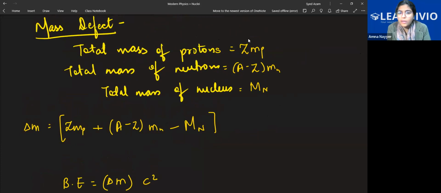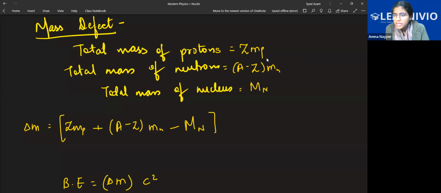So if you want to calculate the total mass of protons, you have to multiply the number of protons with each mass. So Z Mp will be the total mass of all the protons that are present. Now, what is the number of neutrons? In the initial part of the class we saw that it is A minus Z, right? So (A minus Z) into Mn, the mass of the neutron, will give the total mass of neutrons.